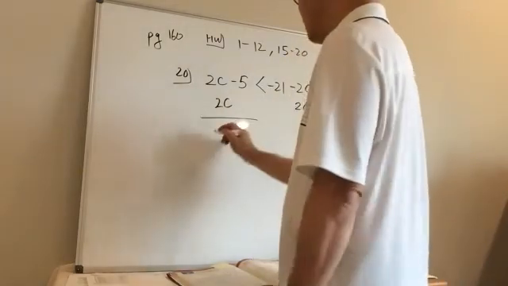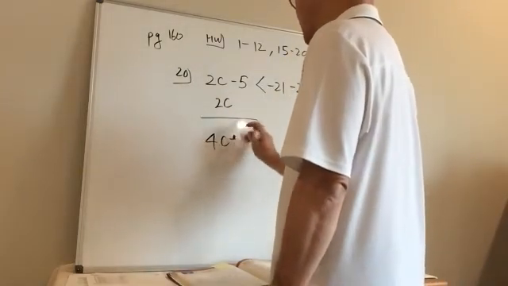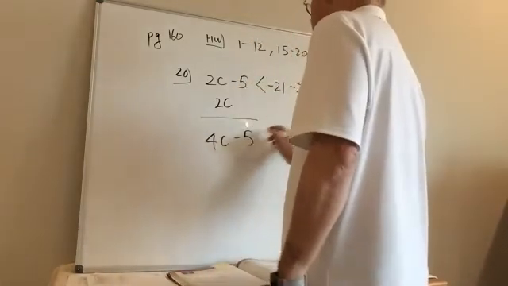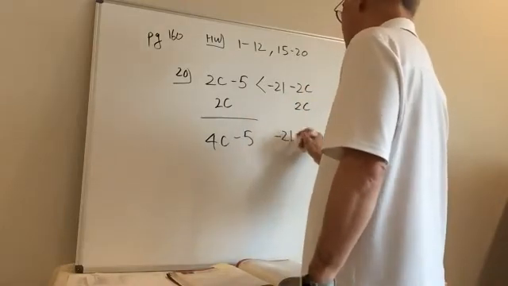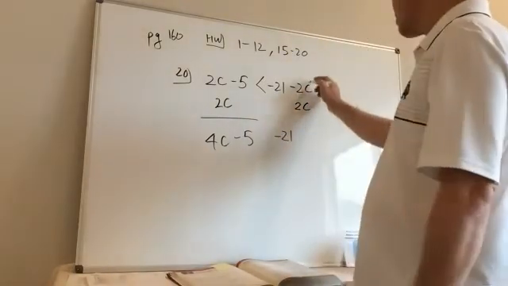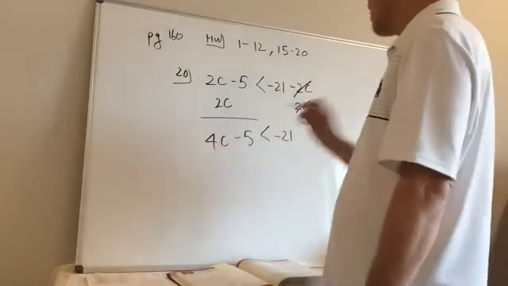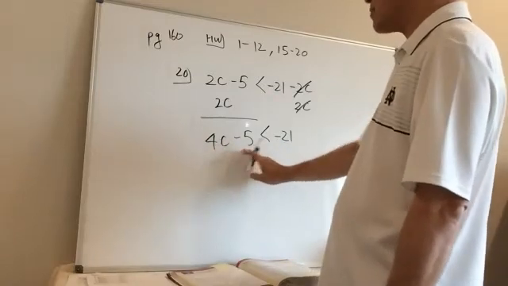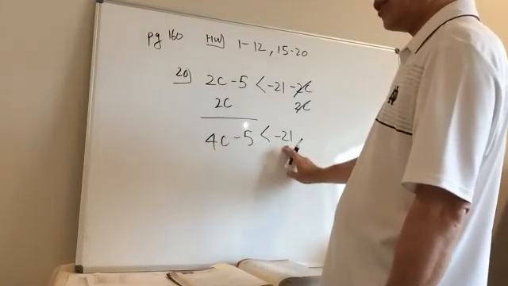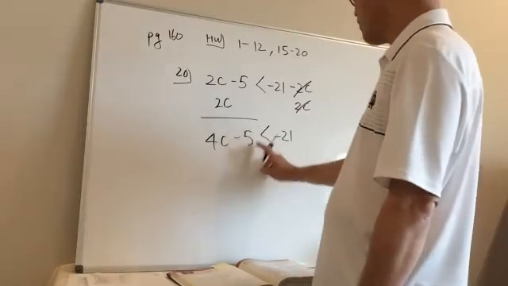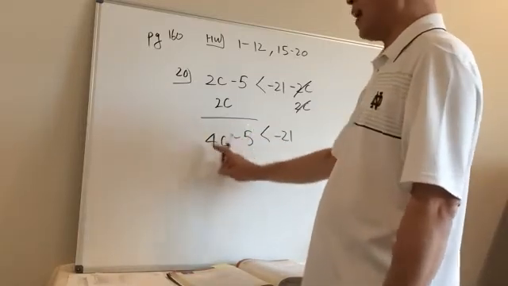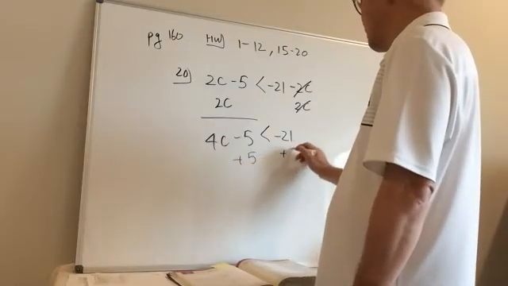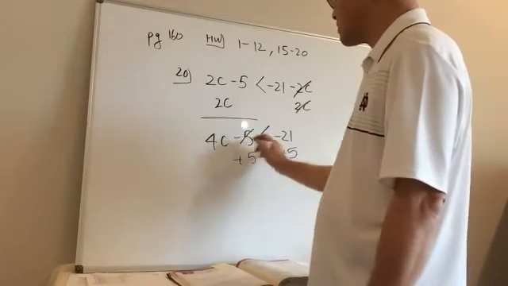Then over here, I'm going to get 4c minus 5. Over here, I have negative 21. And we're adding, so this and this goes away. So this is what I have left over. So now I have 4c minus 5 is less than negative 21. So I want to get rid of the 5 because I want 4c by itself. So I'm going to add 5 on both sides. This goes away.